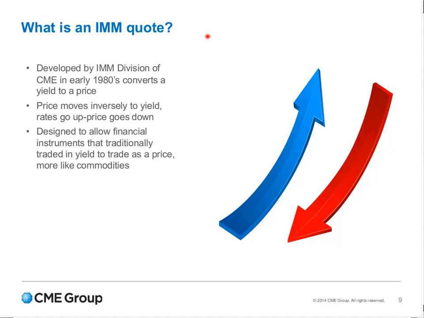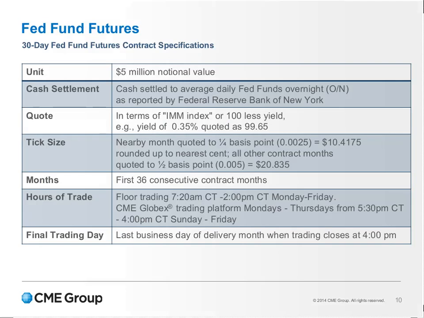This convention allows instruments that traditionally traded in yield to be traded by price, much like many other commodities. If we look at our contract specs for our Fed funds futures, they have a $5 million notional value. So each contract you control is for $5 million notional of the product. It is quoted in terms of 100 minus the yield. We will go through some examples of that.